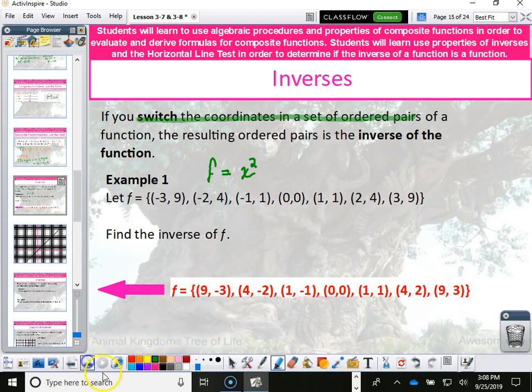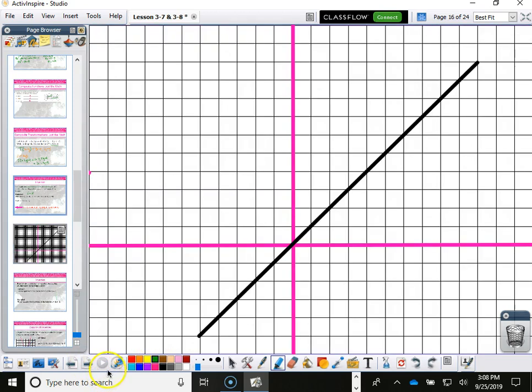But what if you're given the function? Okay? Well, when we're given the function, if we plotted those ordered pairs that we just had, we had negative 3, and it was 9.